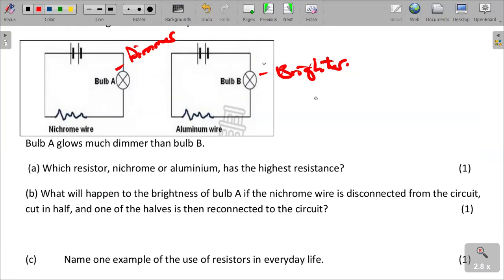We are talking about the material of the resistor. What we are supposed to understand is which resistor, the nichrome or the aluminum, has the highest resistance. A is dimmer and B is brighter. So according to the question that we just answered, this one is dimmer, therefore it has the highest resistance. The one which is dimmer has the highest resistance, which is the nichrome.